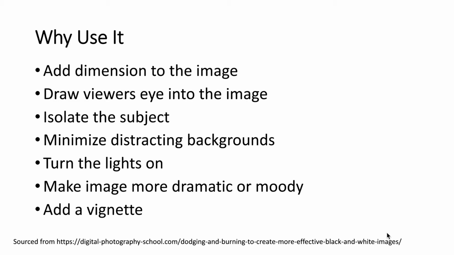So why would we use dodging and burning? To add dimension to an image, to draw the viewer's eye into the image, to isolate the subject, to minimize distracting backgrounds, turn the lights on. Should you actually have lights, you can mimic the idea that the lights are actually on by brightening the light. Make an image more dramatic or moody, and add a vignette.